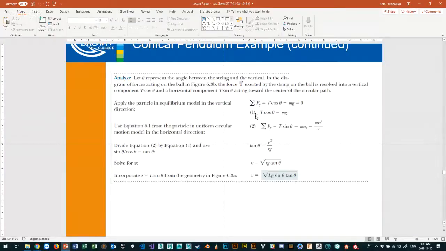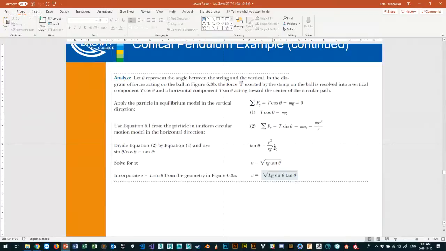And then the second one is the sum of all forces across the x-axis, which is T sin theta, equal to mass times centripetal acceleration. Centripetal acceleration can be described as v squared over r, right? So mass times v squared over r is equal to T sin theta. And we can get from that tan theta, if you think about this, is v squared over rg. Divide equation 2 by equation 1, right? So here's equation 2, here's equation 1.